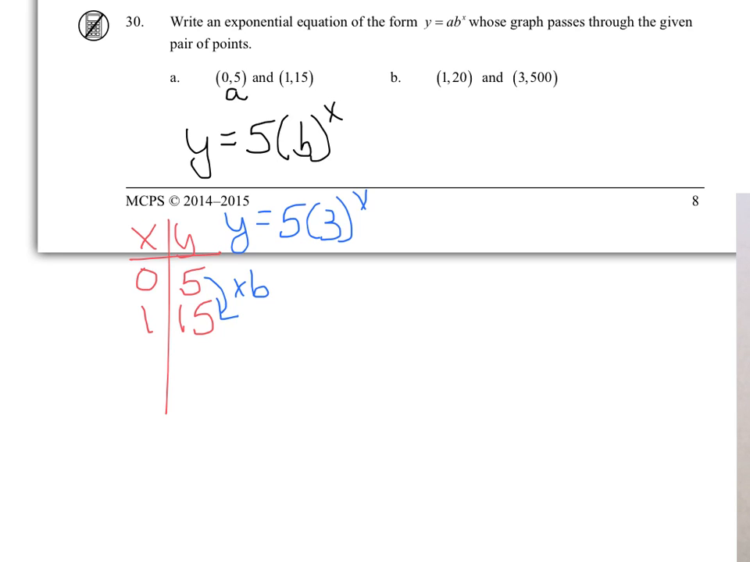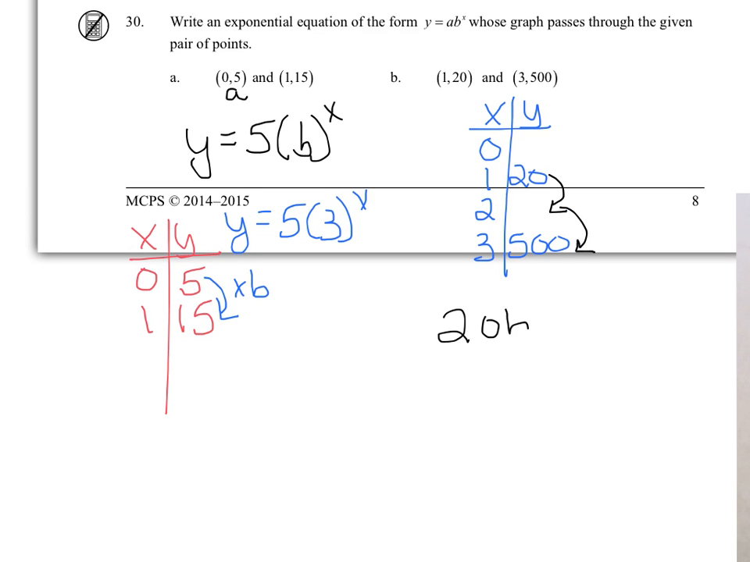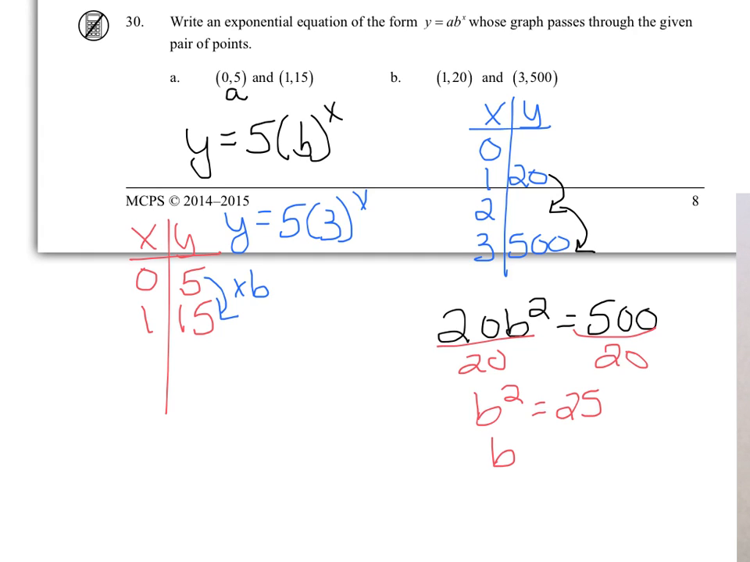Now for B, I'm going to do a little bit more work. We have to multiply by b and then by b again. So 20 times b squared will get us 500. We're going to divide by 20. So b squared is 25. So b is 5.